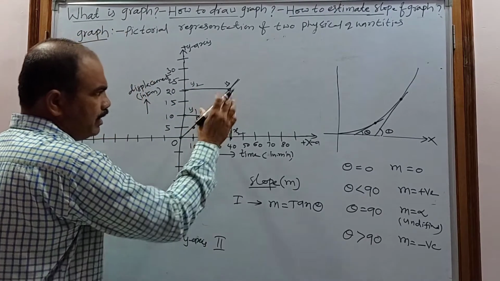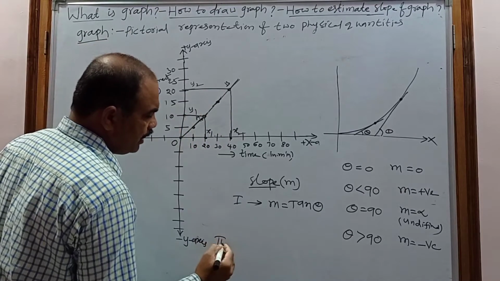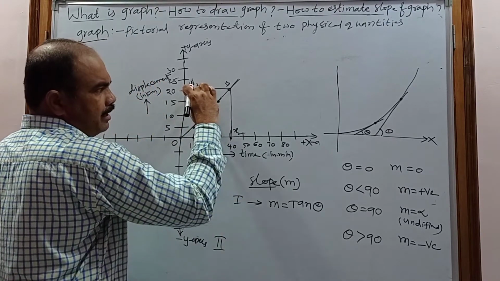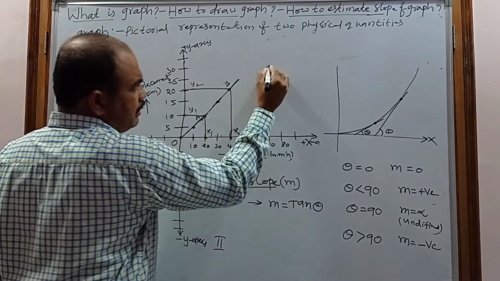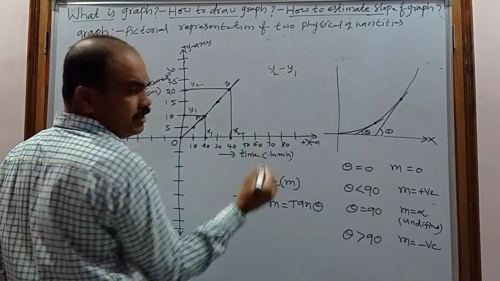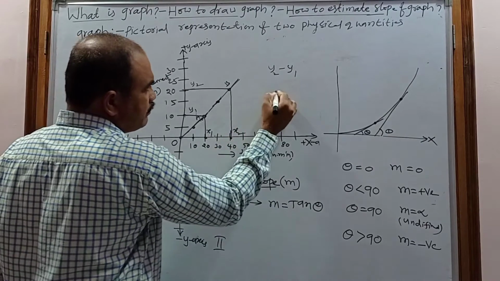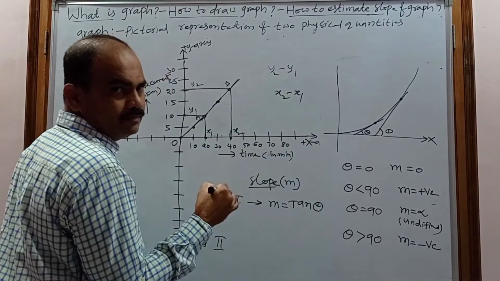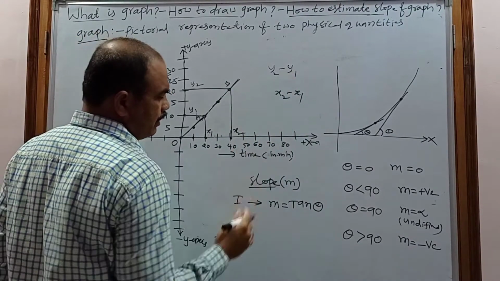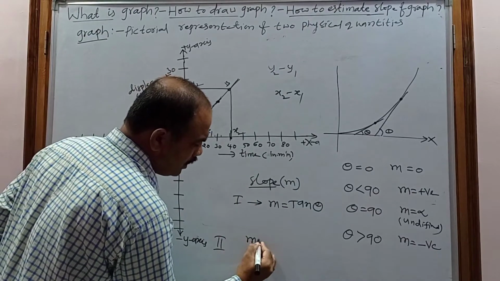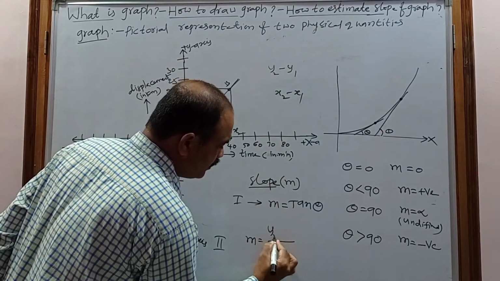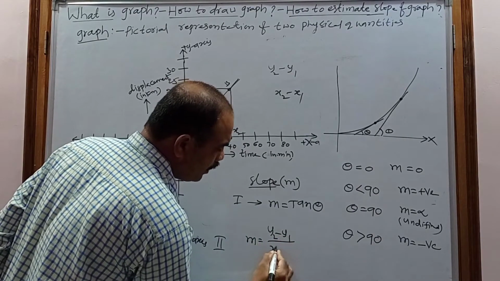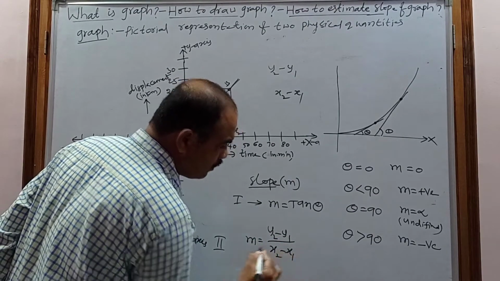After drawing all of this, find the difference of the y coordinates and the difference of the x coordinates. Then find the ratio of the difference of the y coordinate to the difference of the x coordinate.